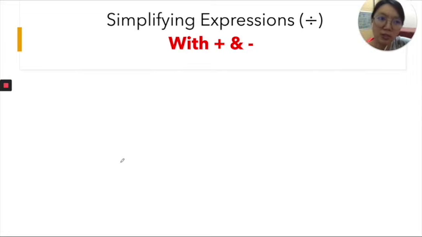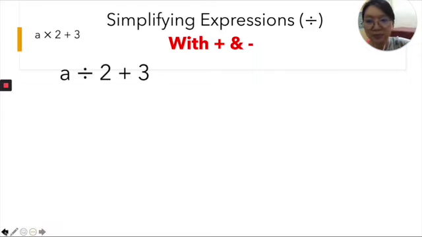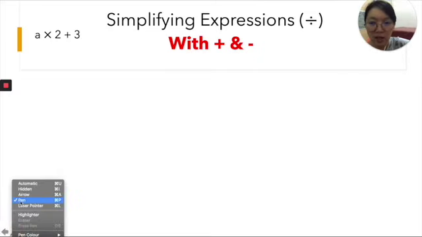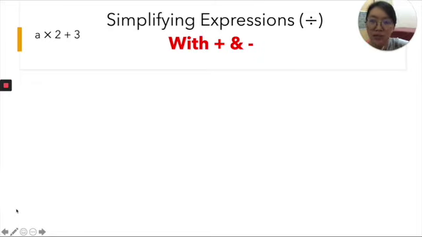Simplifying expressions, division, now I add in plus and minus. Still remember when we do this? Simplifying expressions, divide, now I add in plus and minus. Still remember if I have a times 2 plus 3, what should I do? If I have times and plus and there is no bracket, I will always look for plus and minus and I draw a dotted line.